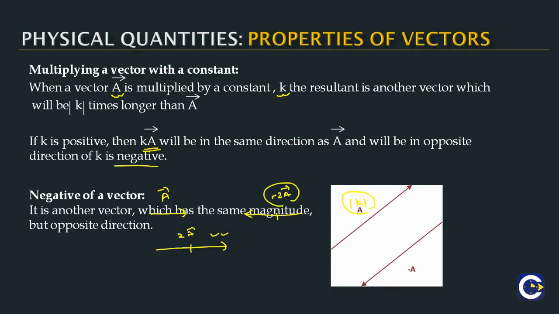Now from here we can also get to the concept of what is a negative vector. If I simply have a vector a bar and I put minus a bar, minus a bar will have exactly the same magnitude but opposite direction. So you can see in the representation over here, this is a bar and this is minus a bar.